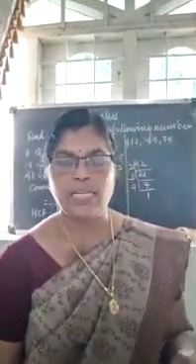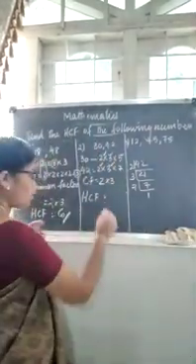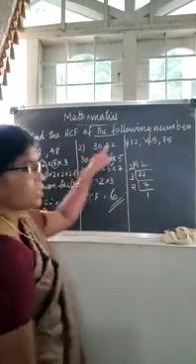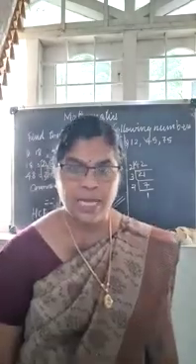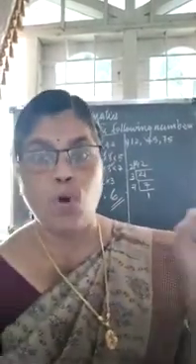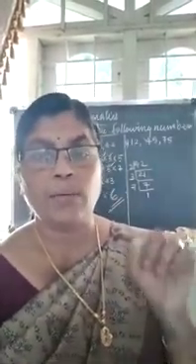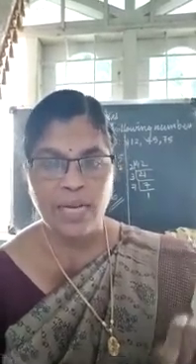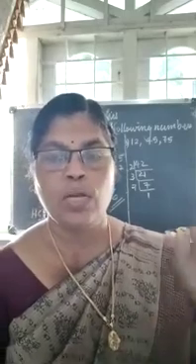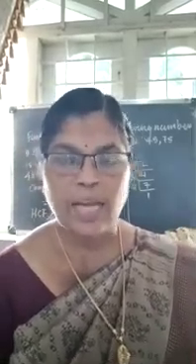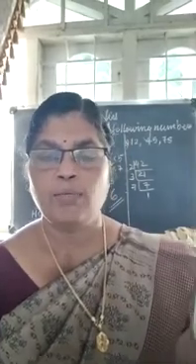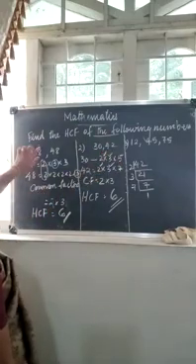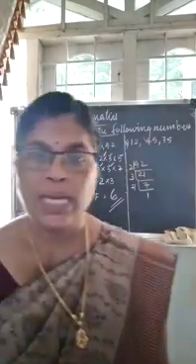2 into 3 we get 6. So 6 is the highest common factor, HCF, of these two numbers, that is 30 and 42. That means 30 and 42, both the numbers can be divided by 6. The highest number by which we can divide both 30 and 42 is 6. Here also by 6 we can divide both 18 and 48.